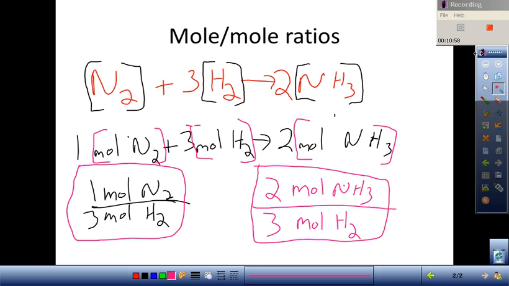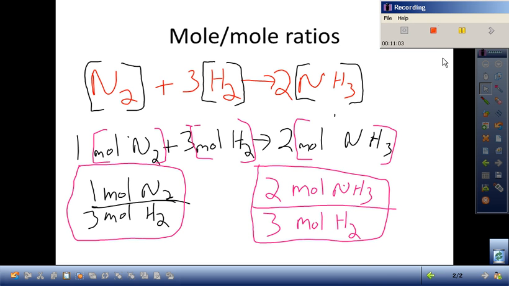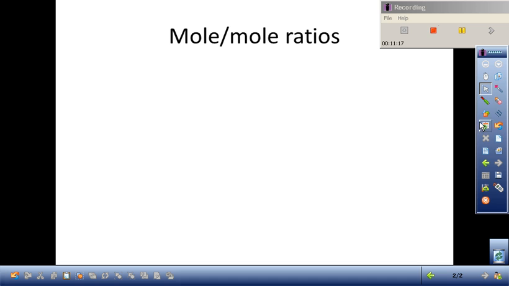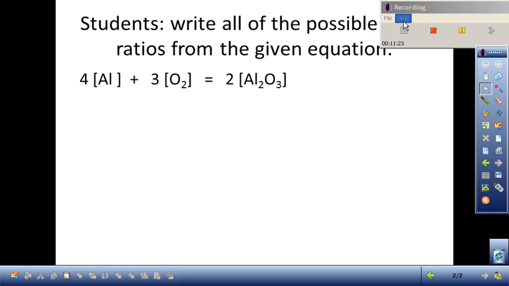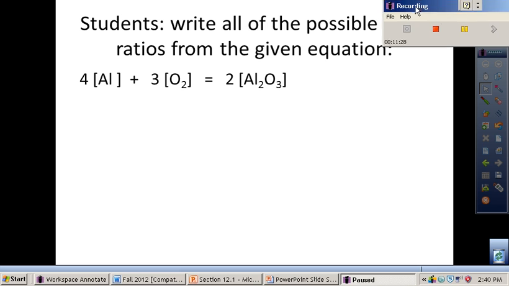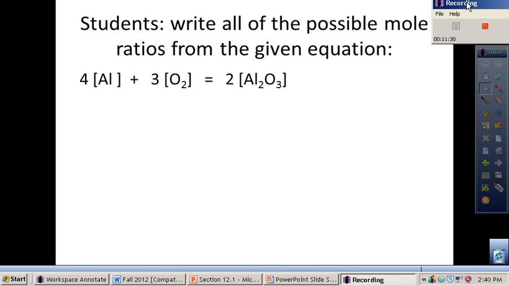Okay, so these are my magic coefficients. Alright, so those are mole to mole ratios, and those are going to be very important for tomorrow's lesson. And again, it's always 1 mole, with the exception of these new mole ratios. Alright, so what I want you to do is, given this equation, write all of the possible mole ratios. And there is 6 of them. You could write 3. Just go ahead and write 3. And then we'll flip them upside down. Go ahead and pause it and do that.